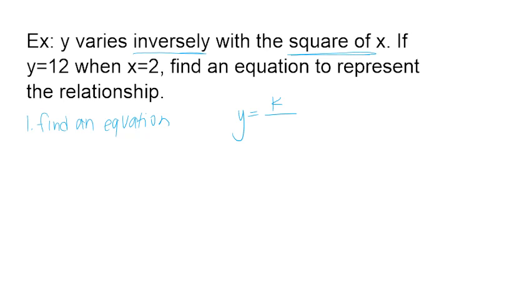So y equals k divided by, normally we would have x. But this time it says that it varies inversely with the square of x. So we'd have to have x squared here instead. Okay, so that's my equation. Then the next step is that we are going to plug in values to solve for k.